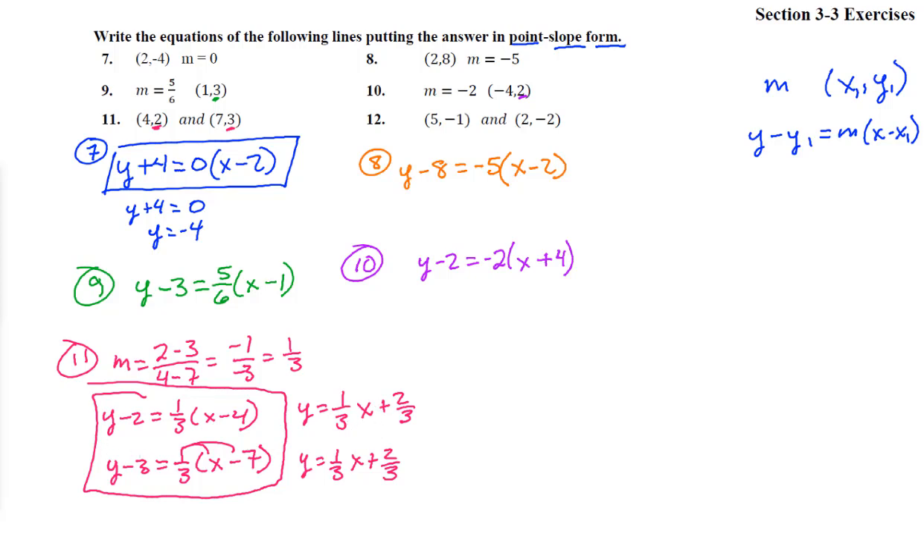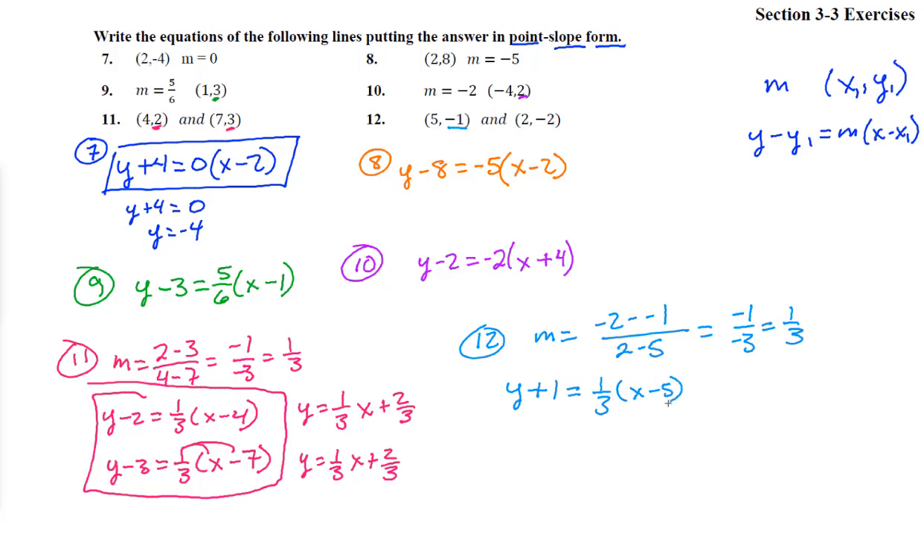Okay, and number 12. Same process as number 11. The slope is negative 2 minus a minus 1 over 2 minus 5. So this y minus y over x minus x equals, let me see, negative 2 plus 1 is negative 1 over negative 3. Hey, that's the same slope, 1/3. So we get y minus this, so minus a negative 1 equals 1/3 x minus 5.